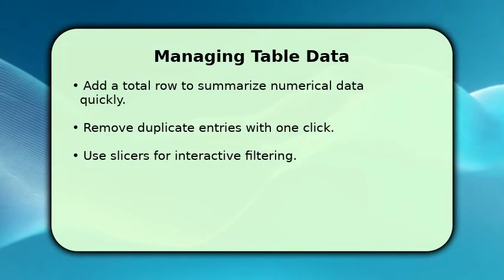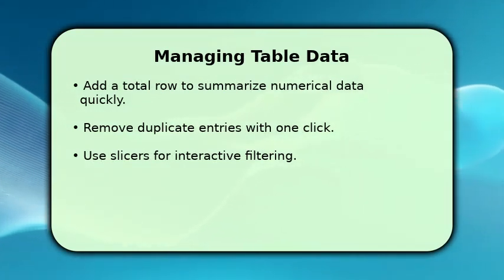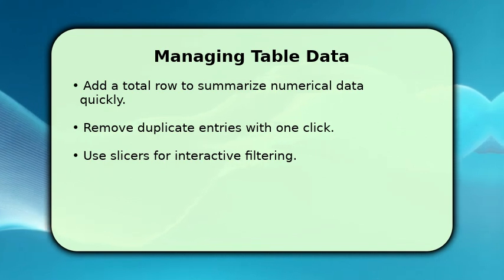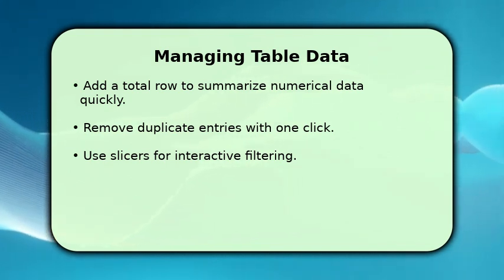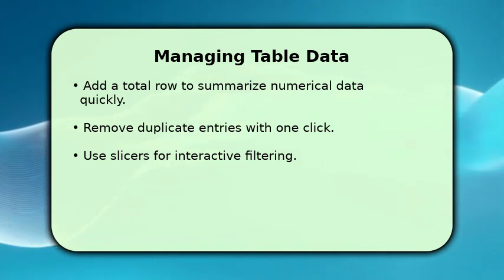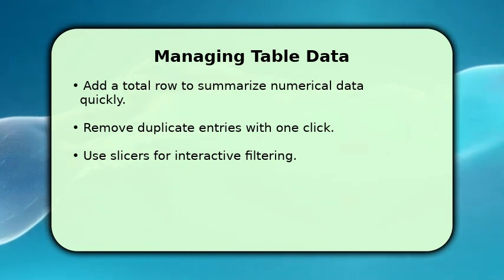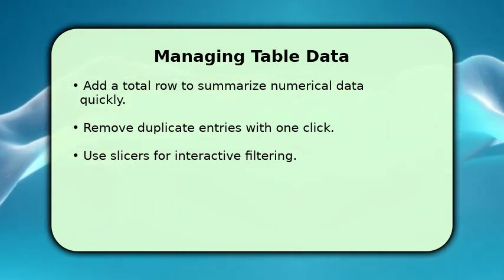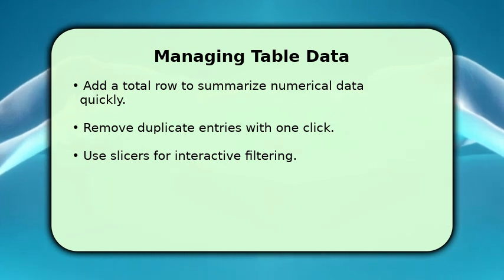Managing your data becomes effortless with tables. Activate the Total row from the Table Design tab to get instant summaries like sums or averages for your columns. You can also easily remove duplicate rows, ensuring data integrity. For more dynamic filtering, insert slicers from the Table Design tab, allowing interactive selection of your data.